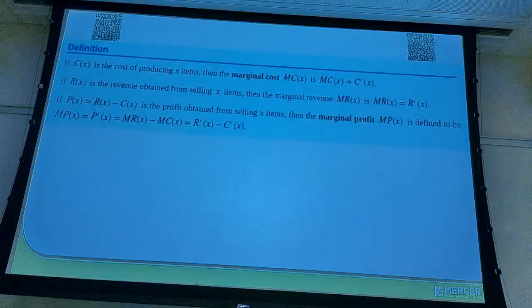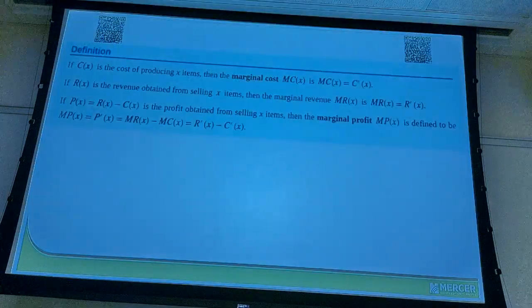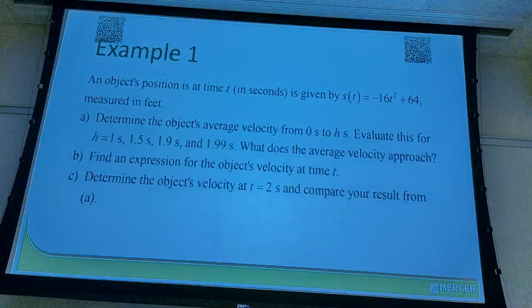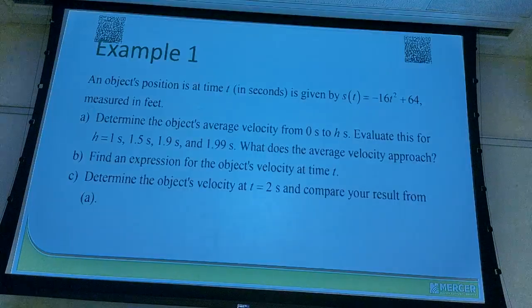An object's position is given by negative 16t squared plus 64, measured in feet. We want to do three things, so we'll tackle them one at a time. First thing we want to do: calculate velocity from 0 seconds to h seconds, the average velocity.